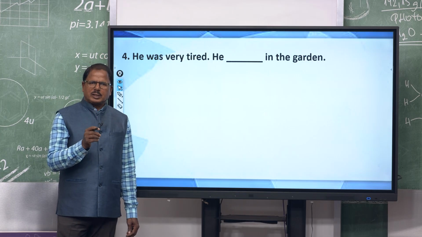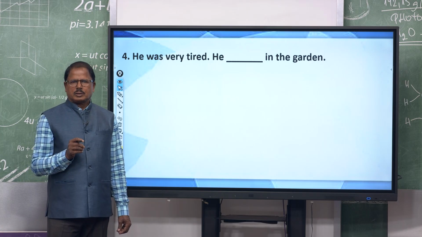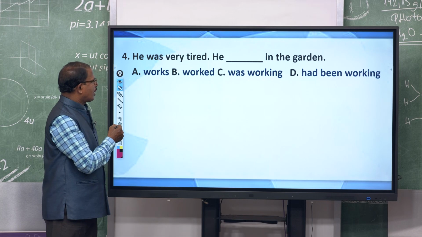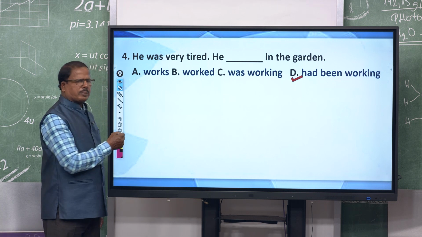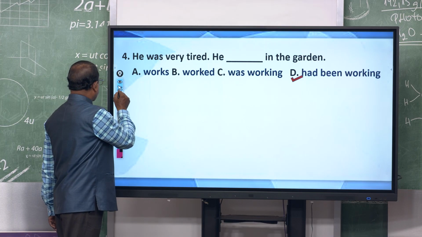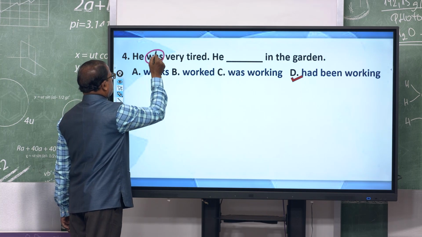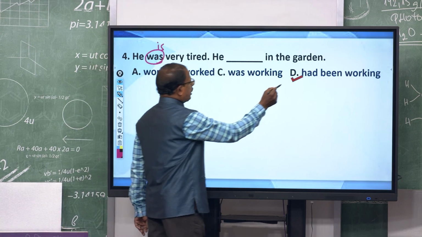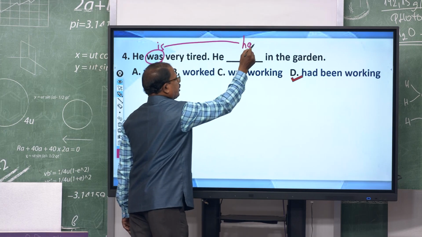When the first sentence here is in past tense, simple past, he was very tired, right. Then the second sentence, you just see the options: works, worked, was working, had been working. That means the correct answer is had been working. If in place of was, suppose we write here he is, if I change the form of the verb here, then you can use he has been.